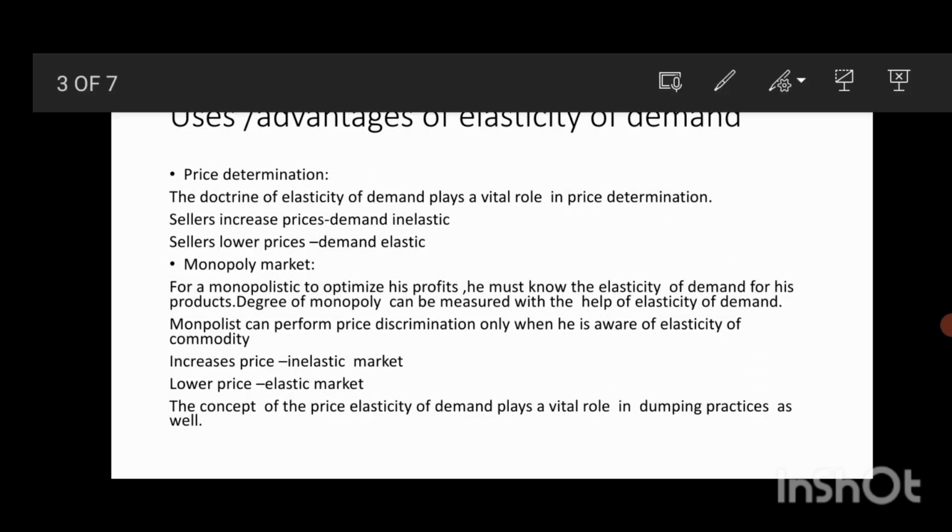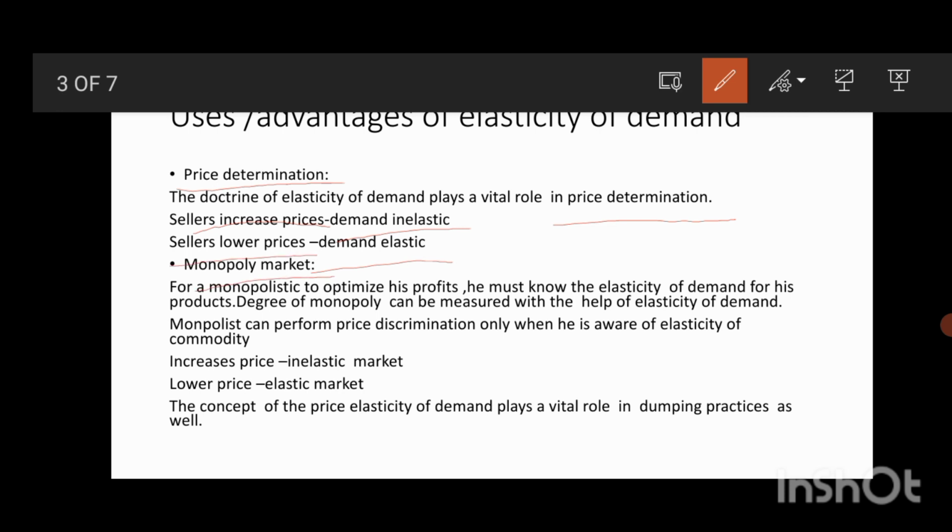So there are some uses or advantages of elasticity of demand. First is price determination. The doctrine of elasticity of demand plays a vital role in price determination. In the price determination process, elasticity of demand has a major role. The first thing is that a seller will increase the price only when the demand for a product is inelastic. If demand for a product is elastic, then the seller will lower the price of the product.